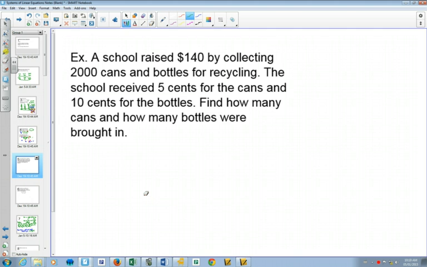How about variables? How many people used C and B? Excellent. C for cans and B for bottles. Did you write out your first equation as cans plus bottles equals 2,000? That was the easier equation of the two.